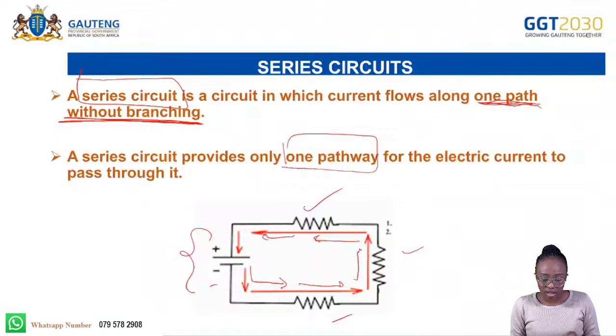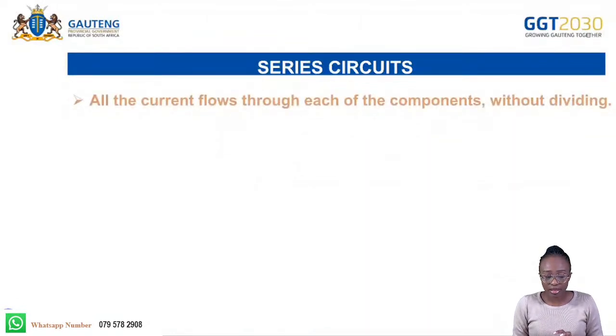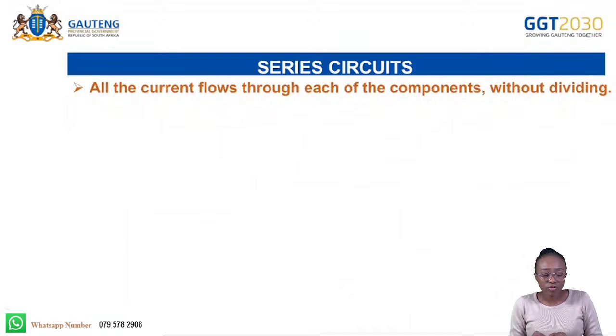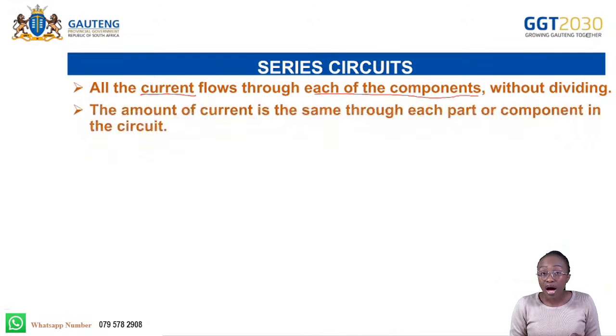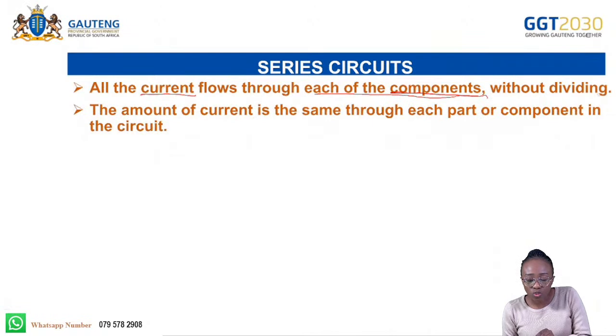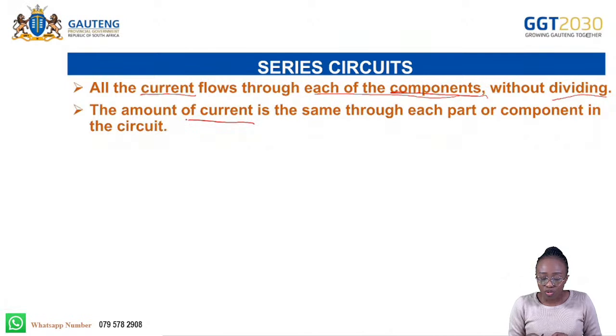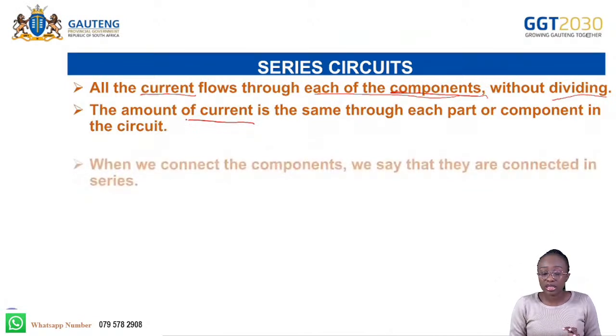So the electric current is flowing along one pathway, flowing through each and every component that is connected in this circuit. So all the current is going to flow through each of the components without dividing. Because it is flowing through each of the components without dividing, this means that the amount of current is the same through each part or component in the circuit.